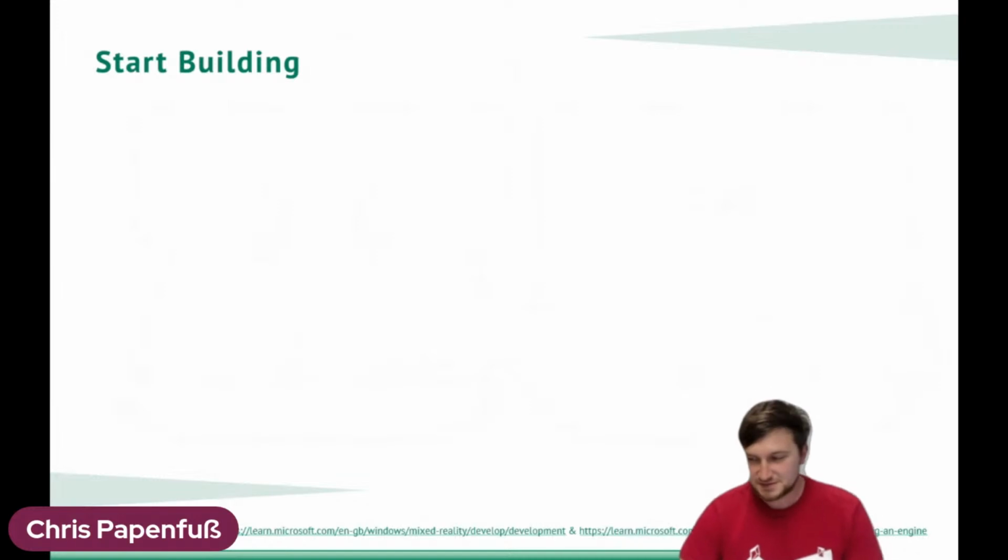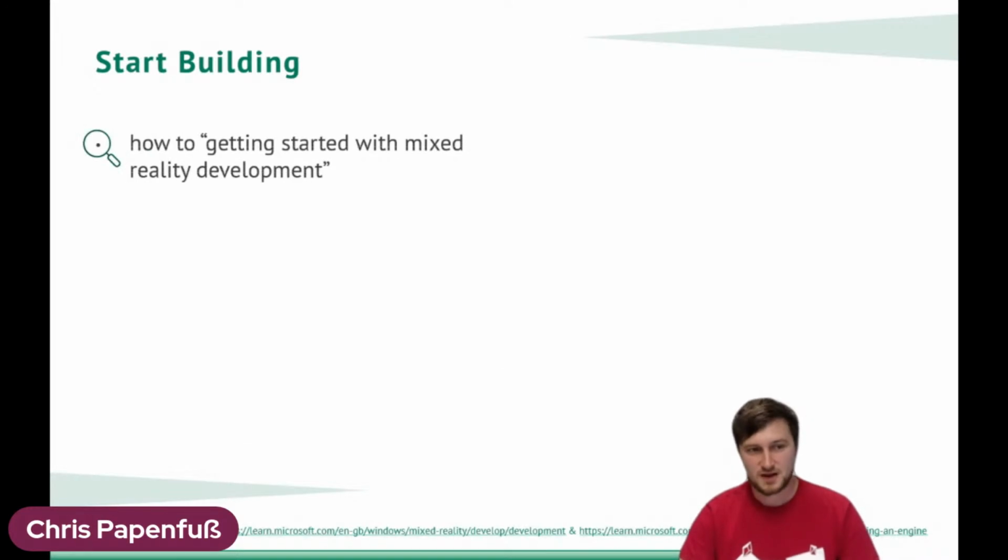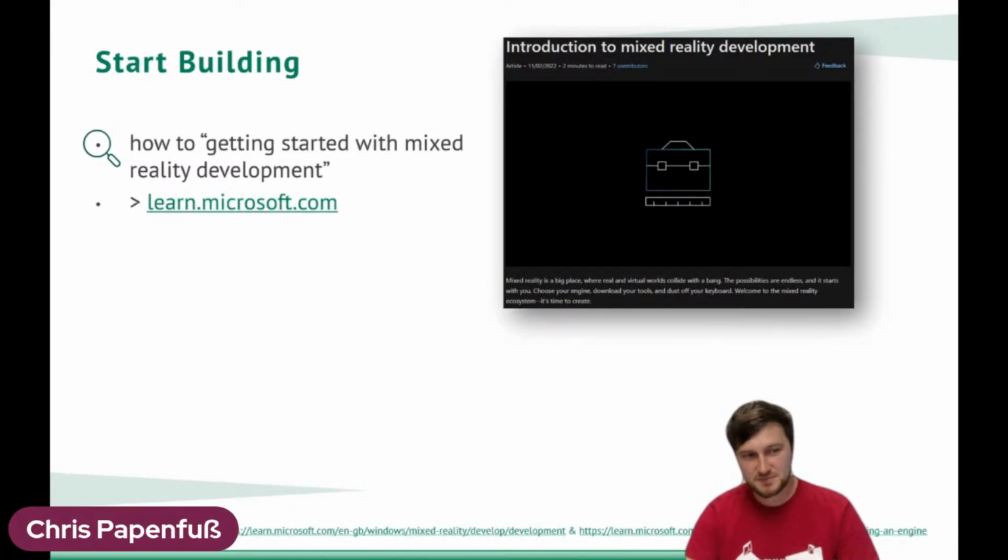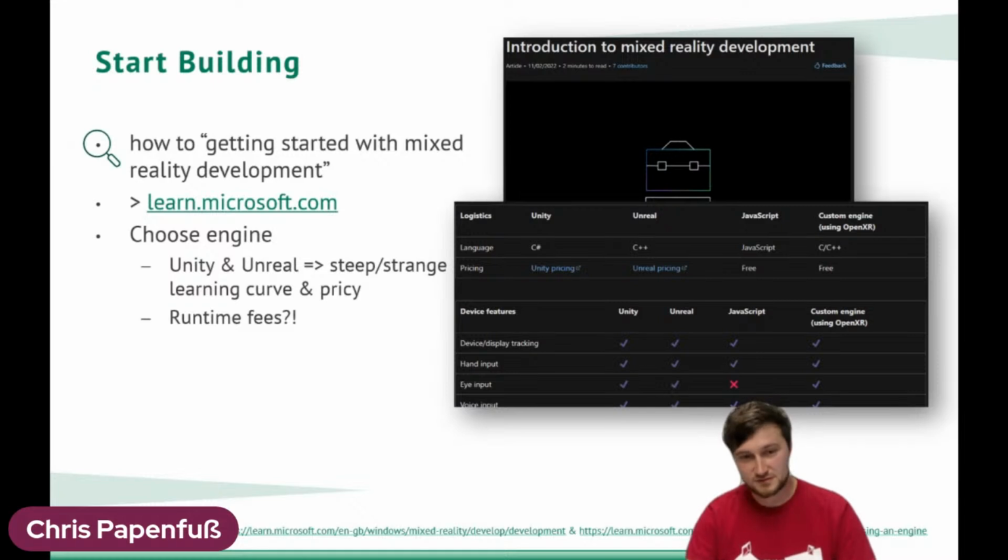If you want to start building apps for mixed reality, one thing you could do is just search how to get started with mixed reality development. One of the first suggestions you get from either Bing or Google will probably be learn.microsoft.com, because they have fairly good and large documentation and even some nice tutorials which guide you through development for HoloLens, but also mixed reality in general. One of the first things you need to do when you start is choose an engine. It's in the documentation.